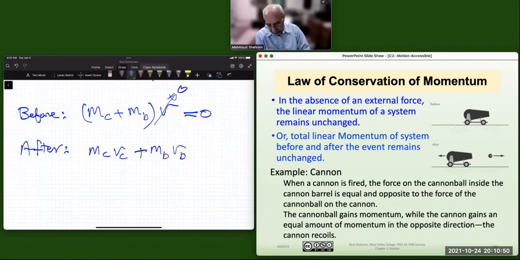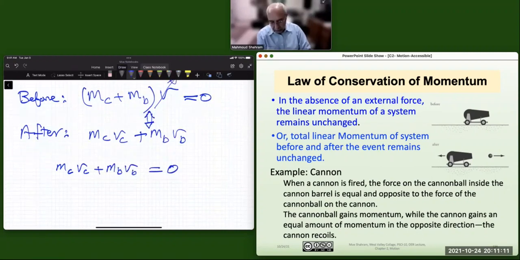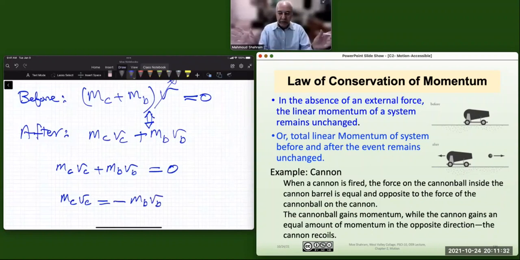So in other words, mass of the cannon times VC plus mass of the ball times VB is equal to 0. That tells me that the mass of the cannon, which is much bigger, times the velocity of cannon is equal to minus mass of the ball times velocity of the ball. They go in different directions. Or better said, this is minus and this is plus.